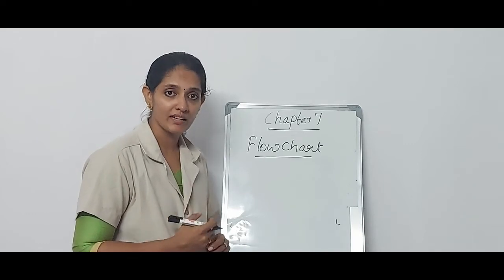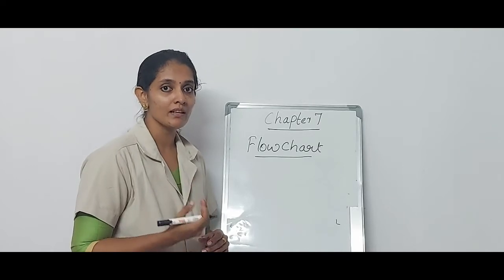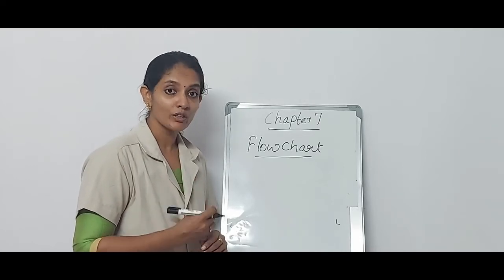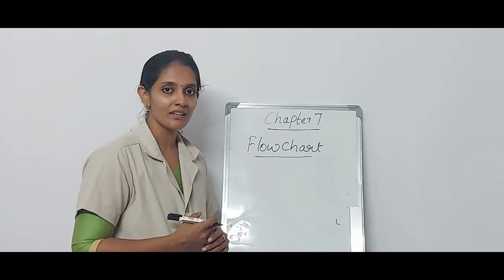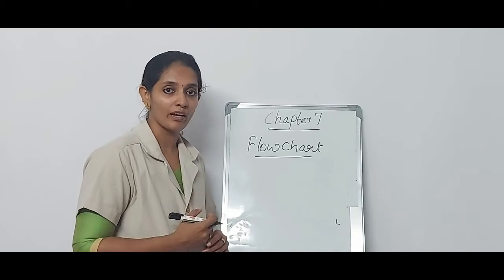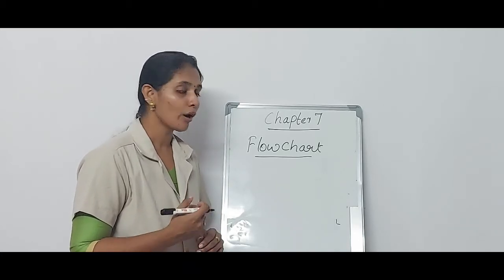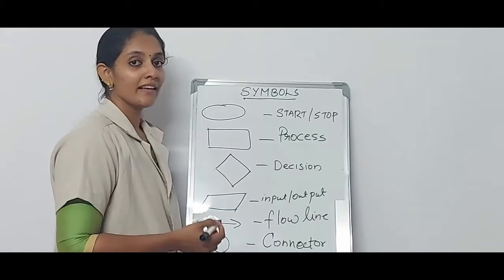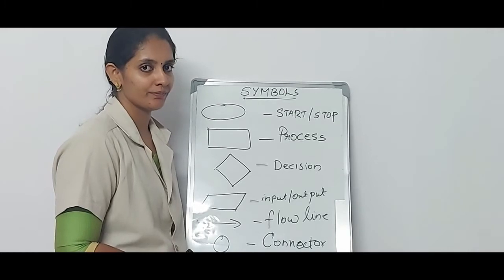Once a flowchart is drawn, it will be easy for a programmer to write a program. Flowchart helps us to explain the programs to others easily. So they can understand the program easily using flowchart. So let's learn more about flowchart. Next topic is symbols used in flowchart.